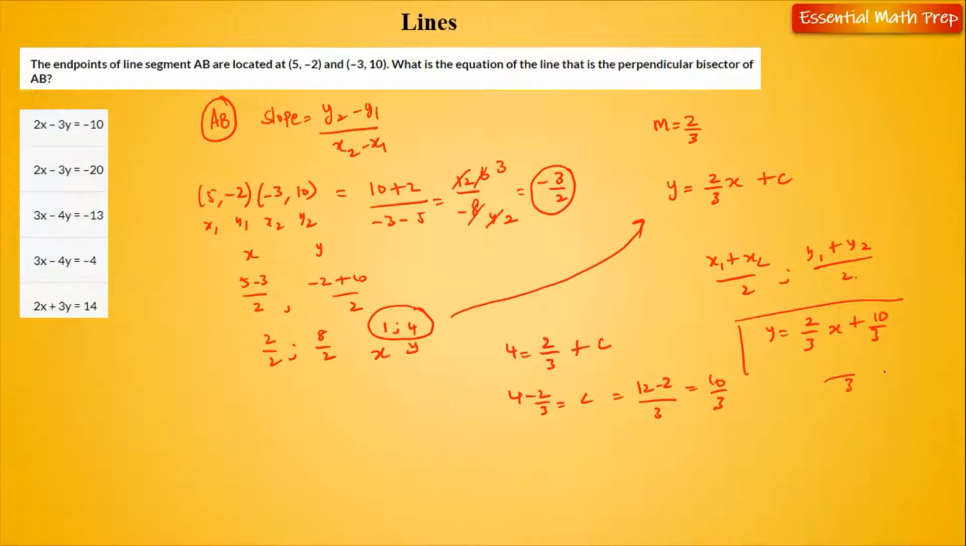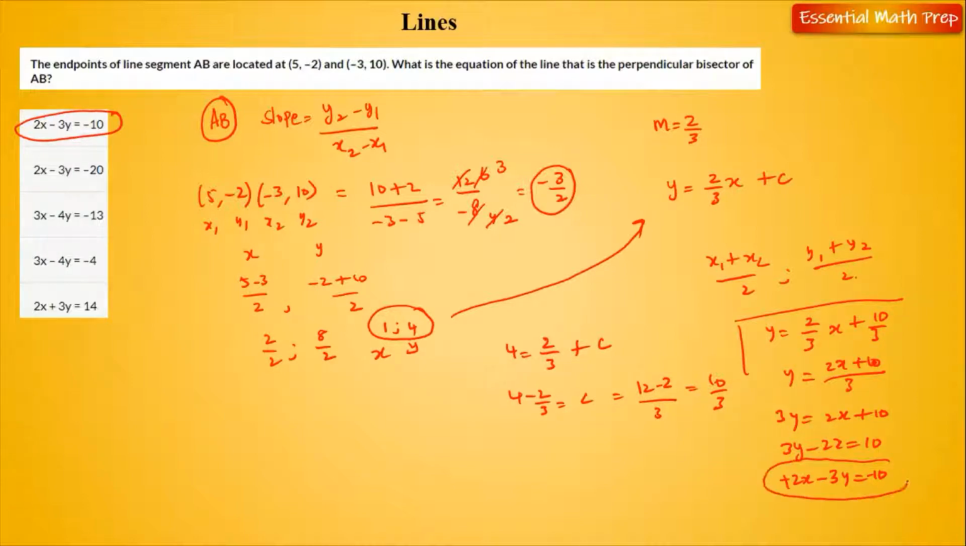Because 3 is a common multiple, we can do 2x plus 10, and that's equal to 3y. So 3y equals 2x plus 10, or 3y minus 2x equals 10. But I believe there is not one that matches this. However, if you shuffle it by multiplying by negative throughout, it's 2x minus 3y equals -10. Then we have a match. So not only do you have to know how to solve it, you also need to know how to do some basic manipulations to get the problem done.